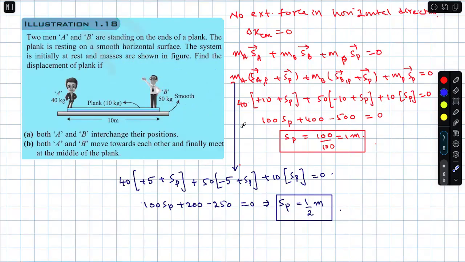Since the total system is at rest, I can confidently say that delta XCM is 0. Means mass of A times displacement of A, plus mass of B times displacement of B, plus mass of the plank times displacement of the plank is 0. But here, unfortunately, I cannot give any displacement with respect to ground regarding A and B with the data given. For this purpose, displacement of A can be written as displacement of A with respect to plank plus, already we have done a number of problems on this.